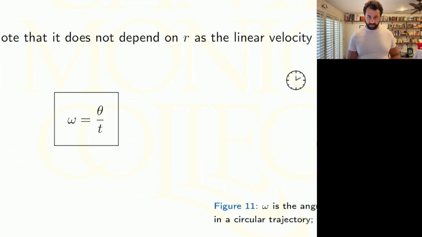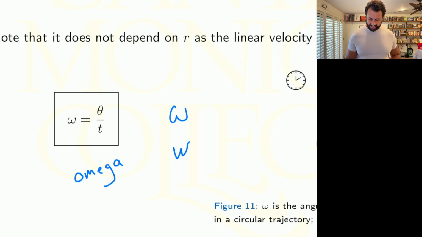Another note with this formula: this symbol is the Greek letter omega, lowercase omega. It's not a W. It's kind of like a rounded W. That's omega, and this is W in my handwriting at least.